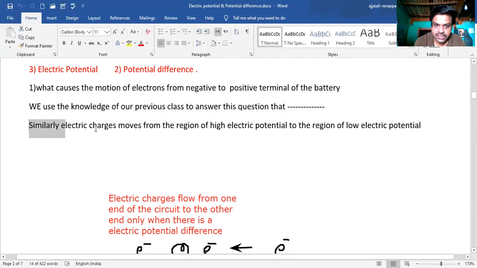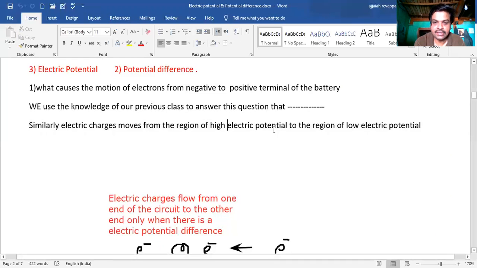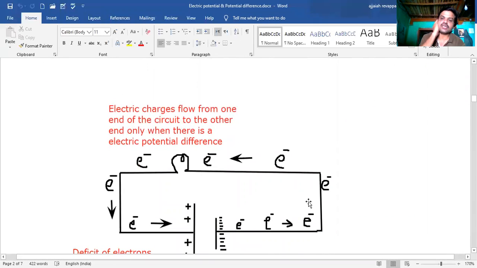Similarly, electric charges move from a region of high electric potential. In the case of a football, it is gravitational potential. Here, in the case of electrons, it is electric potential. So electric charges move from a region of high electric potential to a region of low electric potential. Then the next question will arise: which is the region of high electric potential and which is the region of low electric potential in the electric circuit?